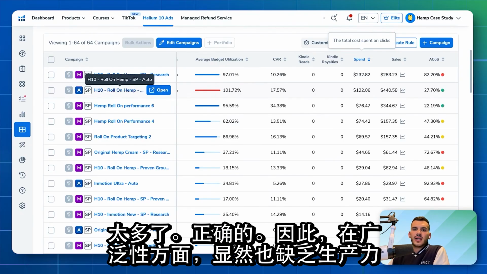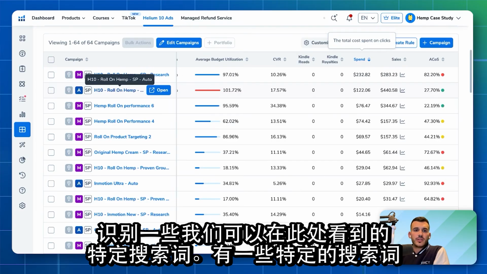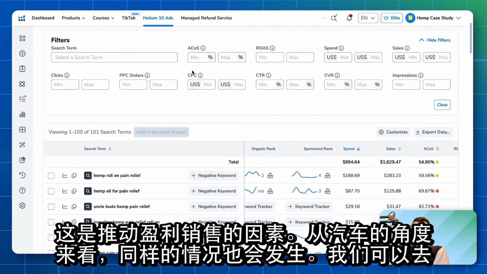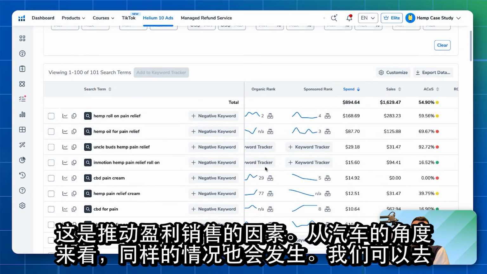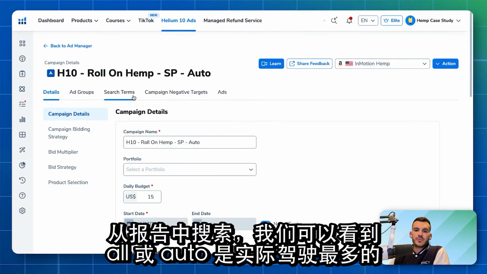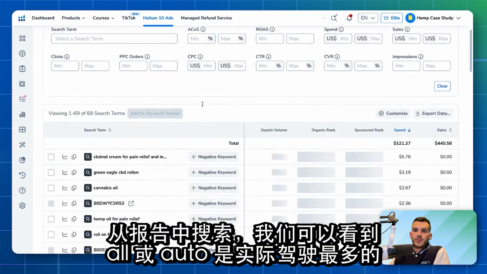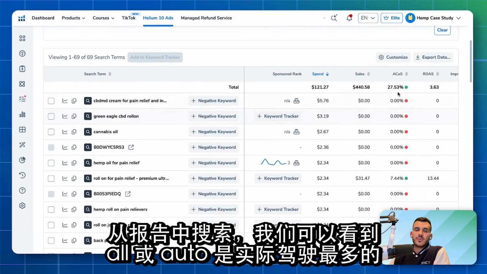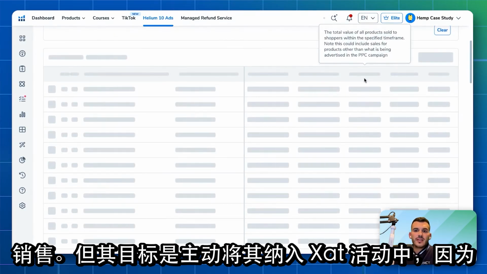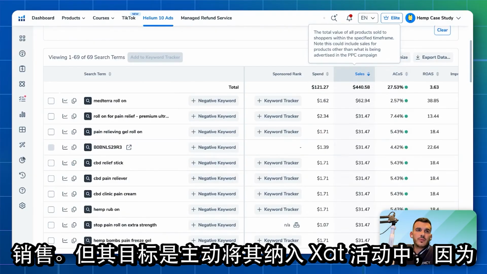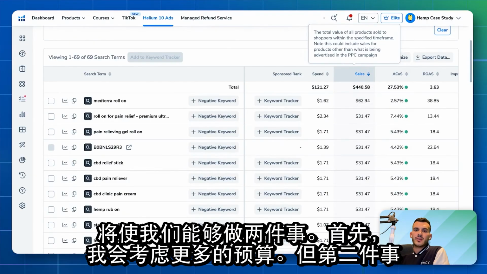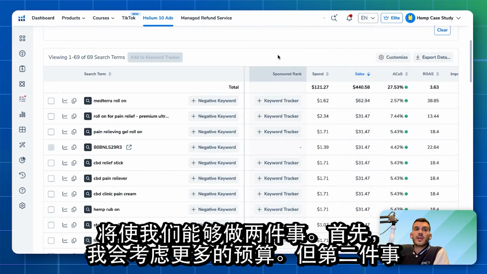So there's also a lack of proactiveness there. Broad is clearly identifying some specific search terms, which we can see here. There are some specific search terms that are driving the profitable sales. The same happens from an auto perspective. We can go to the search term report and see which of our auto is actually driving most of the sales. The goal is then to proactively move this into exact match campaigns, because that is going to allow us to do two things. First of all, allocate more budget.